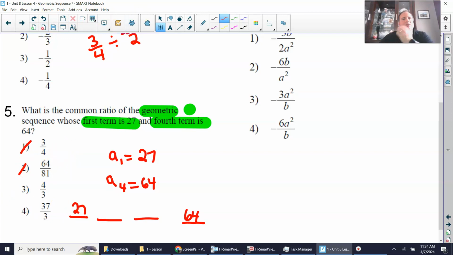Because 64 over 81 is less than 1. That means if you multiply, if that was the common ratio, it would be going down. Instead, it's going up. So I'm going to take 37 over 3. That is way too large. I'm going to cancel it out right now, but I'm going to try 4 over 3 here.